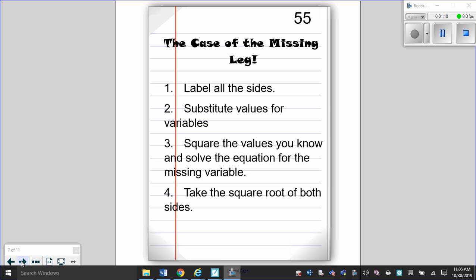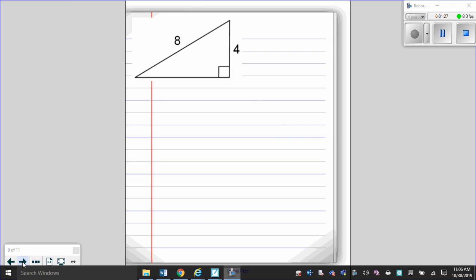Pause the video if you have to get these notes on page 55. Number 1, label all the sides. Number 2, substitute values for the variables a, b, and c. Number 3, square the values you know and solve the equation for the missing variable. And finally, number 4, take the square root of both sides.